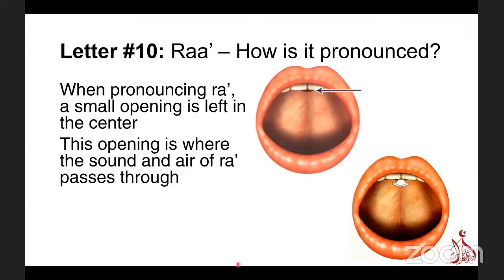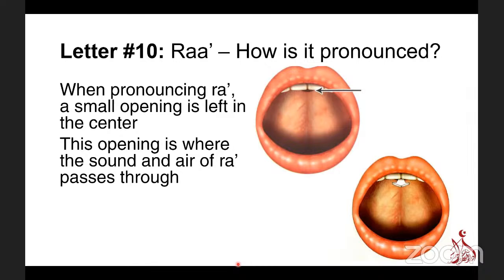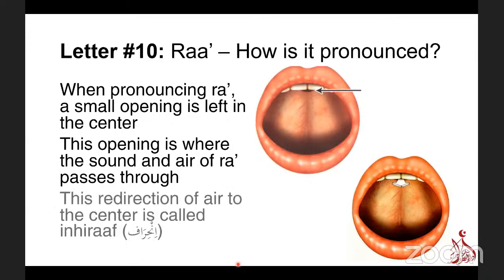For example, in Ar-Rahman Ar-Rahim, you should be able to constantly say the Ra. That sound is coming from that small little opening. What's happening is your tongue blocks off the sound from coming out from the sides, and it redirects it towards the center. In Tajweed, this is called inhiraf. Inhiraf means to take something and deviate it. So your tongue takes the sound and makes it go through that tiny little area. That's called inhiraf, and that is how the letter Ra is pronounced.